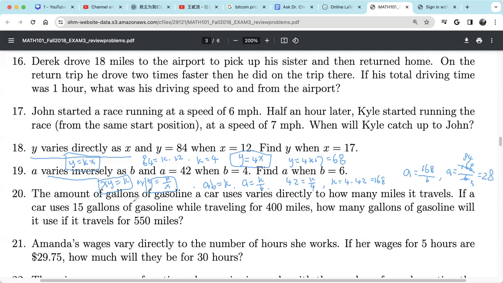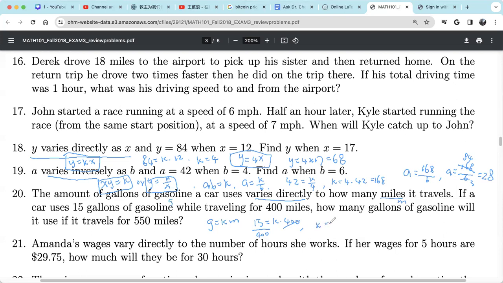Now let's see number 20. The amount of gallons of gasoline a car uses varies directly to how many miles it travels. Let's make 2 variables: m representing miles, and G for the gallons of gasoline. So we get G equals k times m. If a car uses 15 gallons of gasoline and travels 400 miles, then 15 equals k times 400. We can solve for k by using this relation, so we divide by 400 on both sides.